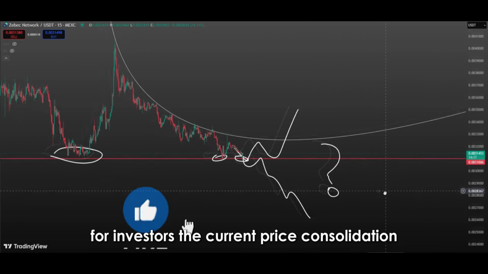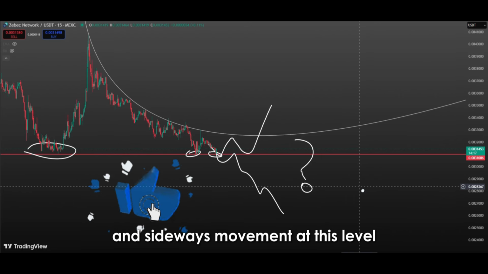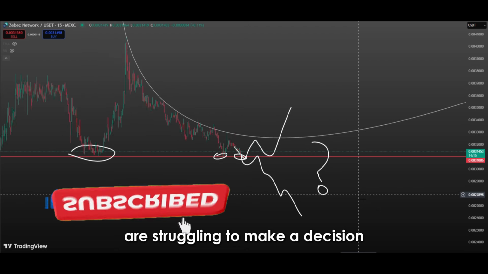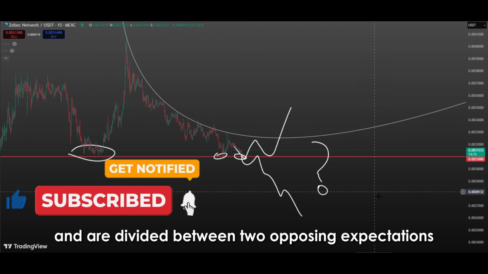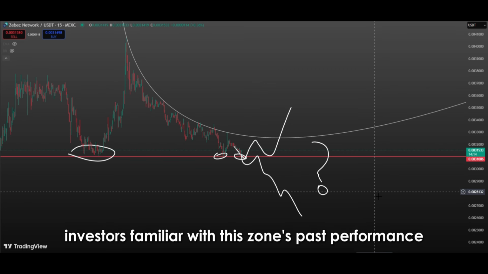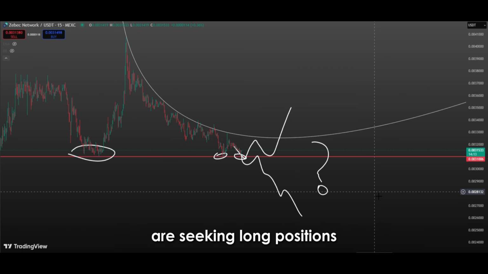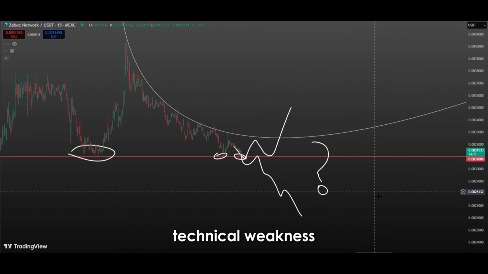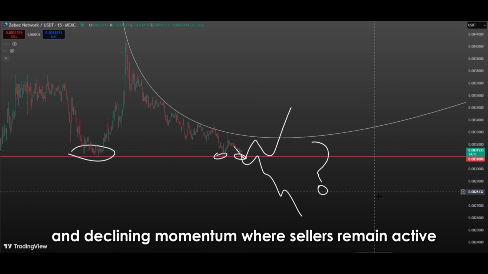The current price consolidation and sideways movement at this level suggest that market participants are struggling to make a decision and are divided between two opposing expectations. On one hand, investors familiar with this zone's past performance are seeking long positions. On the other, a climate of uncertainty persists due to global risks, technical weakness, and declining momentum, where sellers remain active.